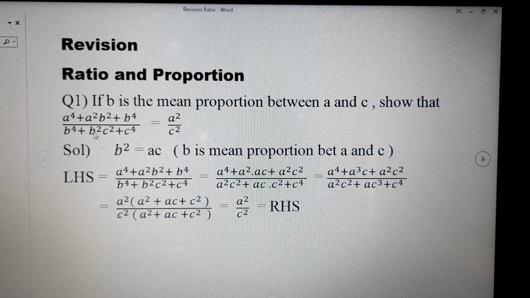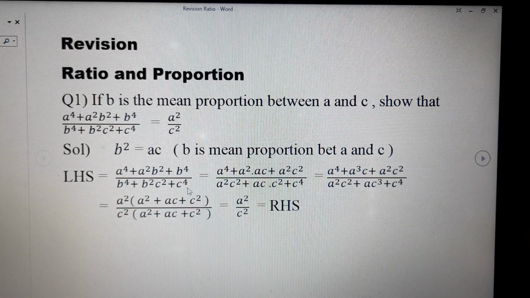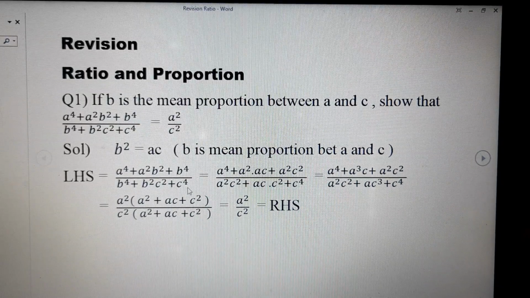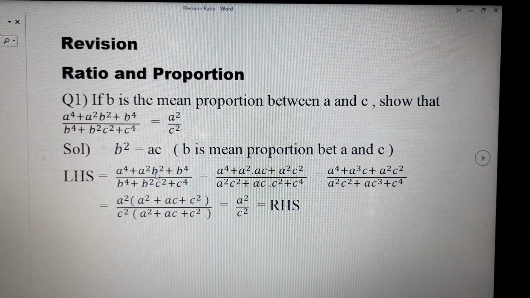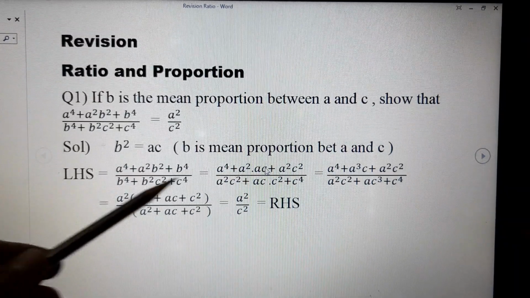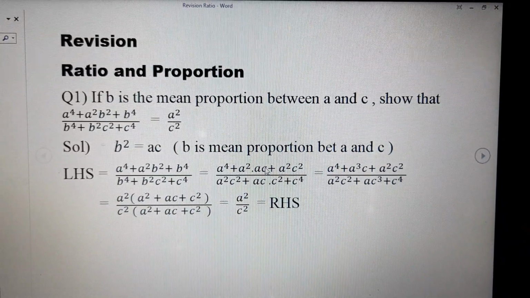So we have started with LHS. I have copied LHS here: a to the power 4 plus a square b square plus b to the power 4, divided by b to the power 4 plus b square c square plus c to the power 4. Clear? Now b square will be replaced by AC. Wherever we have b square, we have replaced it by AC. You can see here b square is replaced by AC, and here also. Clear?